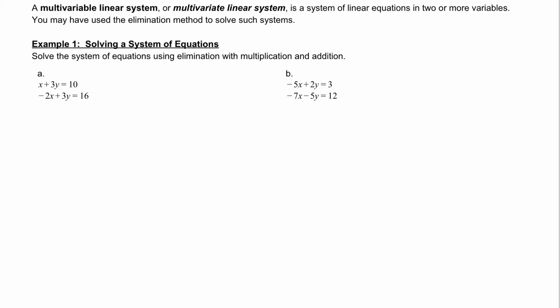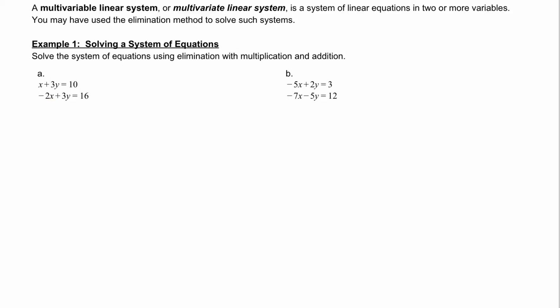In Chapter 6, starting with Day 1, we are going to be learning about systems of equations. Example 1 is just a review from Algebra 1. You want to solve the system of equations using the elimination method, using multiplication and addition. So if we take a look at letter A, we want to eliminate one of our variables.